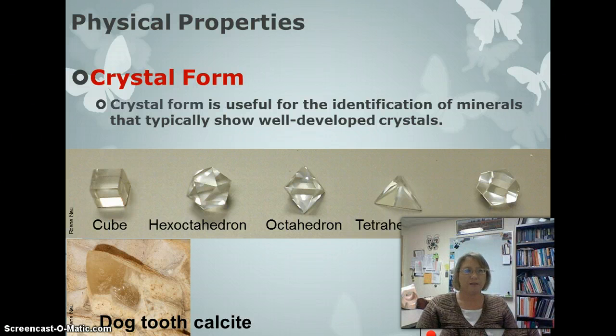The next item is crystal form or crystal habit. This is used to identify minerals that typically show well-developed crystals. They'll show well-developed crystals if there's room for the crystal to grow. We might get things like cubes, hexahedrons, tetrahedrons, and so on. Down below, you see an image of a dog-tooth calcite. Calcite, if allowed to grow, will grow into this interesting pointed feature that we refer to as a dog-tooth calcite.